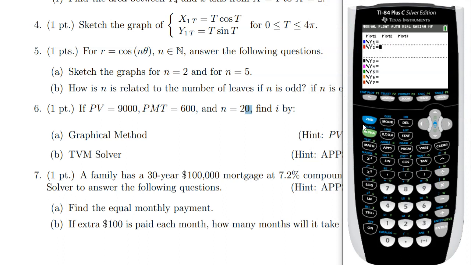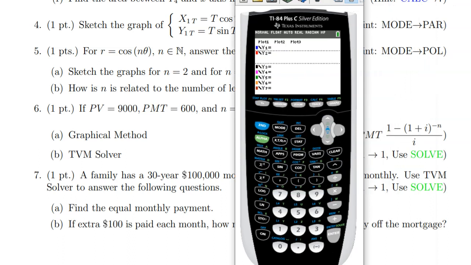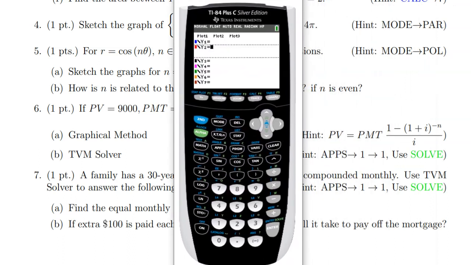All right, so for the graphical method, I'm going to sketch the, so here's the formula given as a hint. I'm going to sketch the left-hand side as y1 and the right-hand side as y2. Then try to find the intersection. All right, so let's do that.